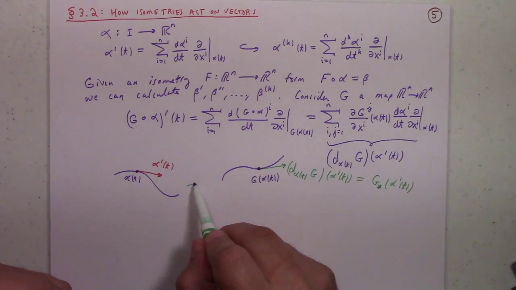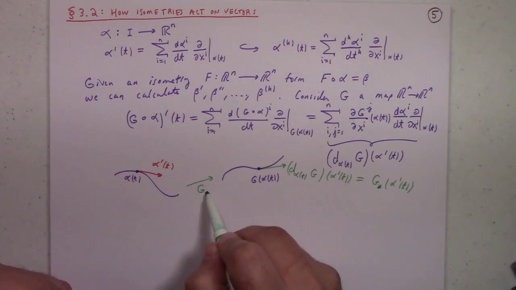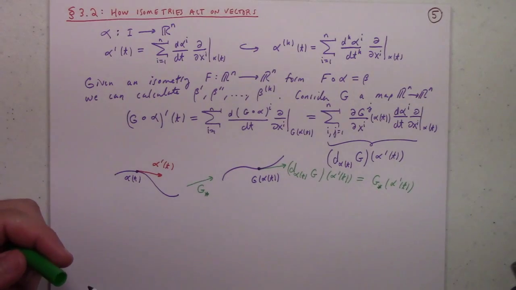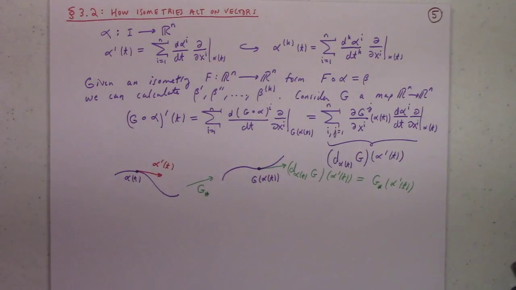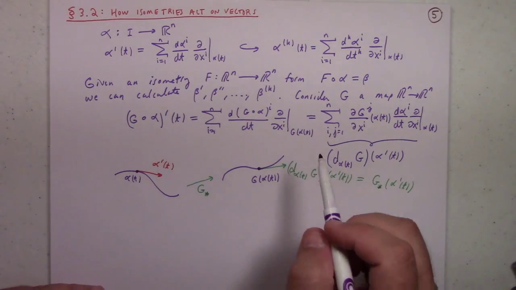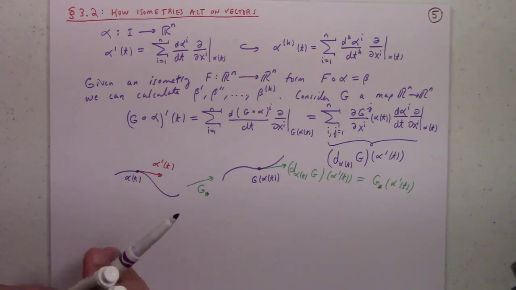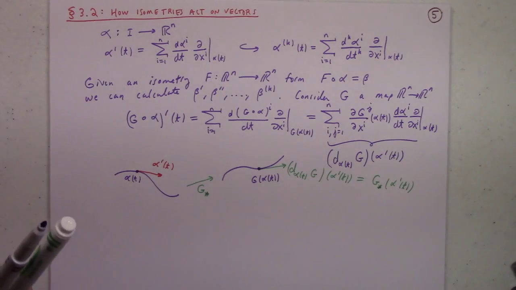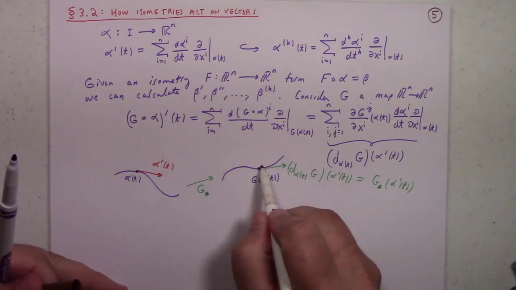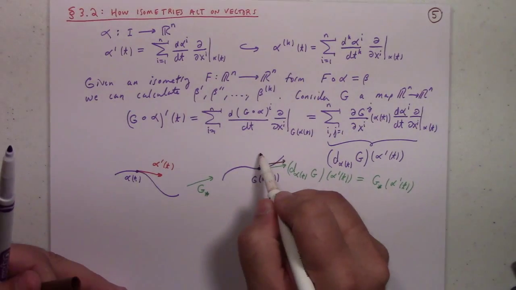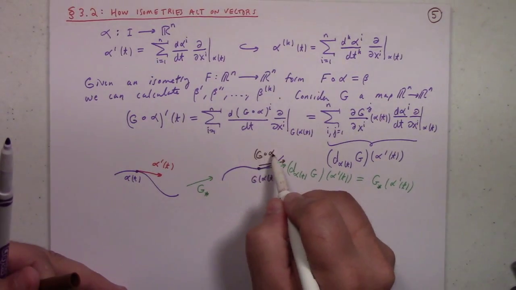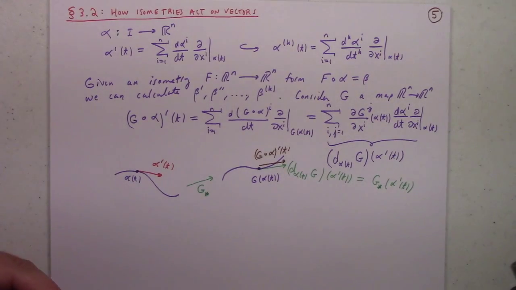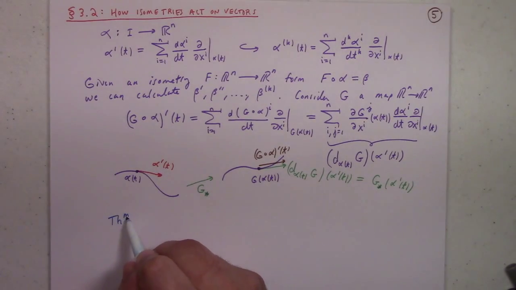So on the one hand, that's what the push forward does, but on the other hand, if you just think of the curve G composed with alpha on its own, then it produces that same tangent vector. They agree. So that's a theorem. Now you can ask, is the same thing going to happen for higher derivatives for just a map G? The answer is no.